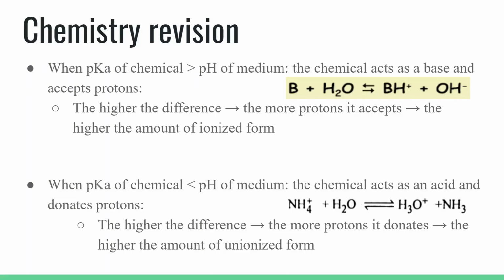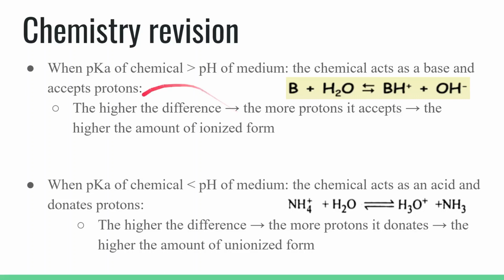تمام? On the other hand, if the difference is very small, for example, if the pH is 6 and the pKa is 8, this means that the medium is only very slightly acidic and the chemical is only very slightly basic. So the reaction between them is not going to be as strong, which means that it's not going to accept as many protons. So most of the chemical is going to be in the unionized form. I hope you understand that, because this is very important when we talk about local anesthetics later, and you'll see why.